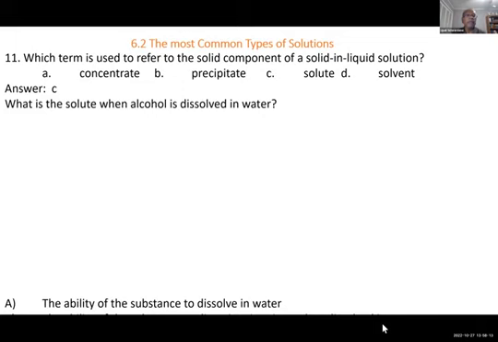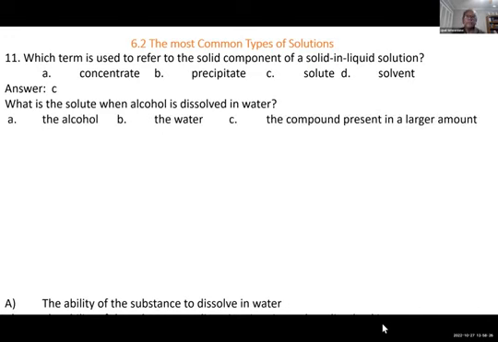What is the solute when alcohol is dissolved in water? Alcohol is put in a small amount in water. Therefore, alcohol is the solute. Okay, there are more choices. The compound present in a small amount is more general and applicable. This one is only for alcohol. So D is the most general and descriptive.